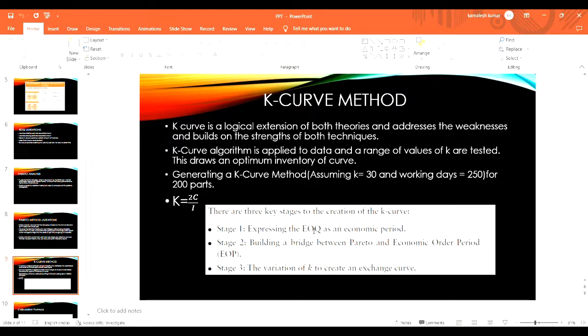To generate a K curve, we have to go through 3 stages. Stage 1 is expressing EOQ as an economic period. Stage 2 is building a bridge between Pareto and EOP, your economic order period. And stage 3 is variation of K to create an exchange curve. So these are the 3 stages: stage 1, stage 2, and stage 3.